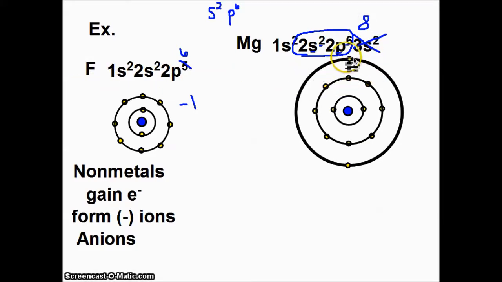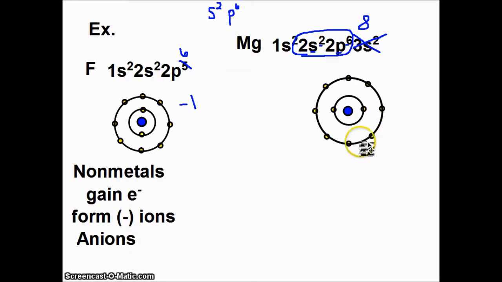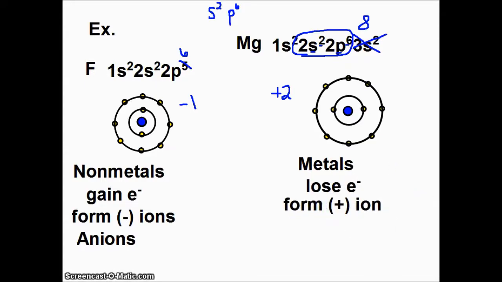So what happens for magnesium is that it's going to lose 2 electrons, and when it loses those 2 electrons, this is from the 3rd shell here, it's going to lose that entire shell, and now what we're left with here is 8 valence electrons, what it wants to satisfy the octet rule. So what happens then is that we have 2 less electrons than protons. We have 2 more protons. Protons are positively charged, so this is going to have a +2 charge. And so what we see in metals is that they are going to lose electrons to get to 8 valence electrons. They're going to form positive ions, and those positive ions are called cations.